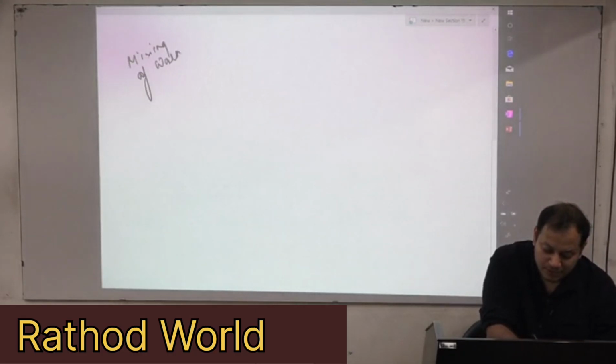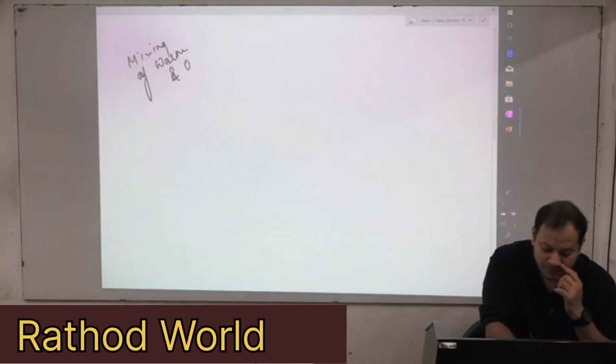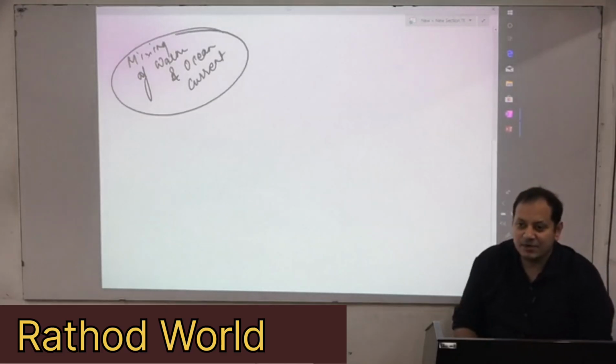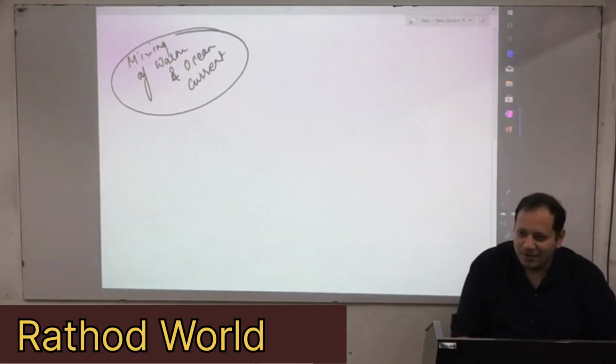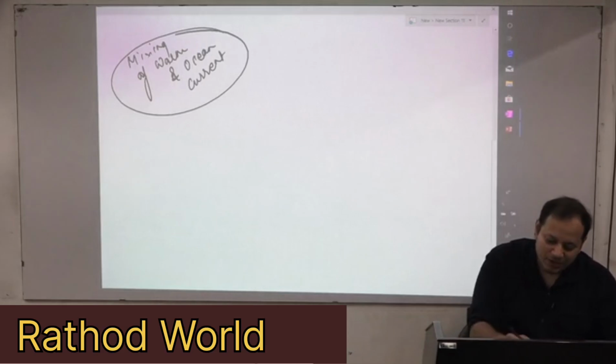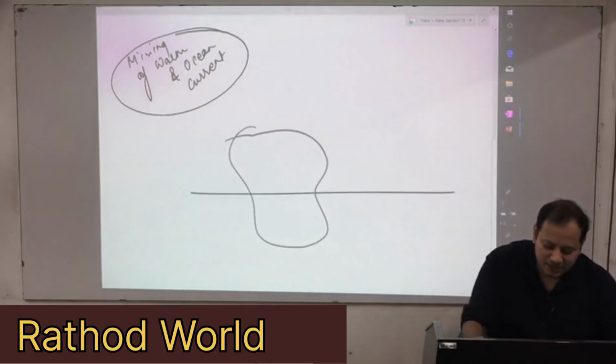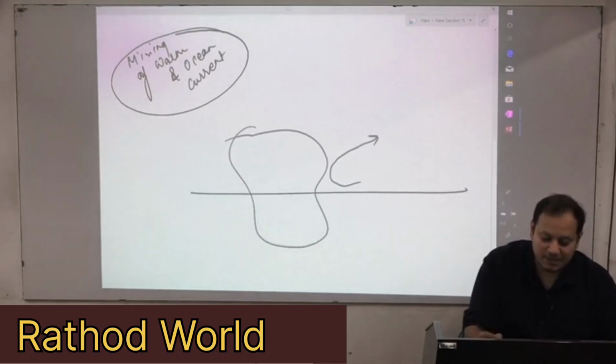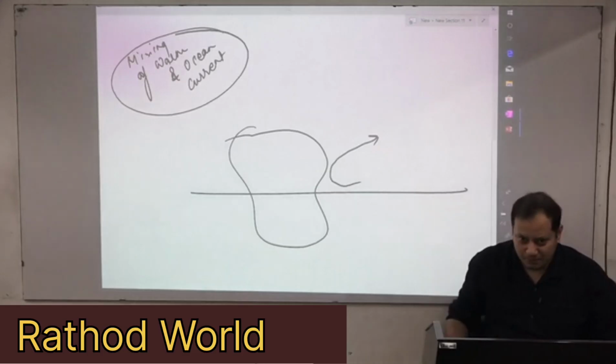Now her doubt was yesterday that the regions of mixing of warm and cold ocean currents have downwelling. Then we say downwelling is not good for fishing. How then is it the good fishing zone? Because if this is our imaginary continent, from here the warm current is coming. Warm current is going upwards.